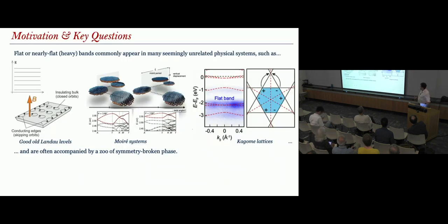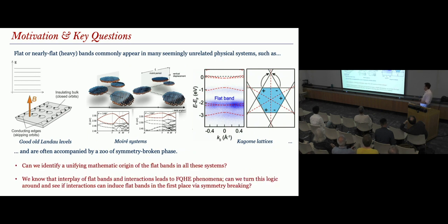So yeah, let me start with the motivation and key questions that I want to address. The motivation comes from a variety of experiments where we observe flat bands, starting with the good old Landau levels to Moiré systems or nearly flat bands in heavy fermion systems. Also flat bands in line graphs, Kagome lattices, and whatnot. And we know that the appearance of such flat bands oftentimes is accompanied by a zoo of symmetry-broken phases that we don't really understand in many cases.